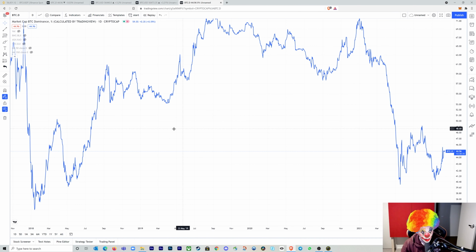And finally, let's have a look here at the Bitcoin dominance. Now, this is extremely interesting. So what I've got on here is the 2017-2018 cycle right over here. You can see this big W shape. And right here is the 2021 cycle.